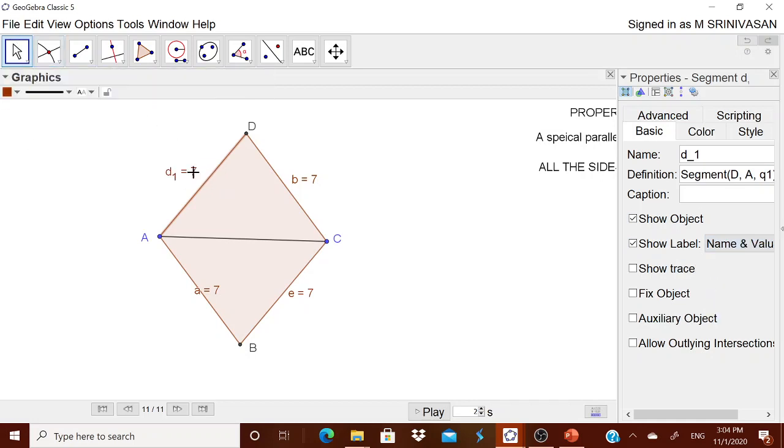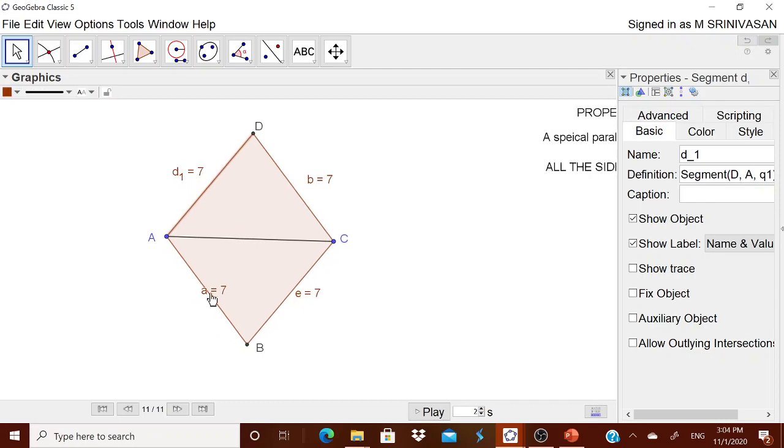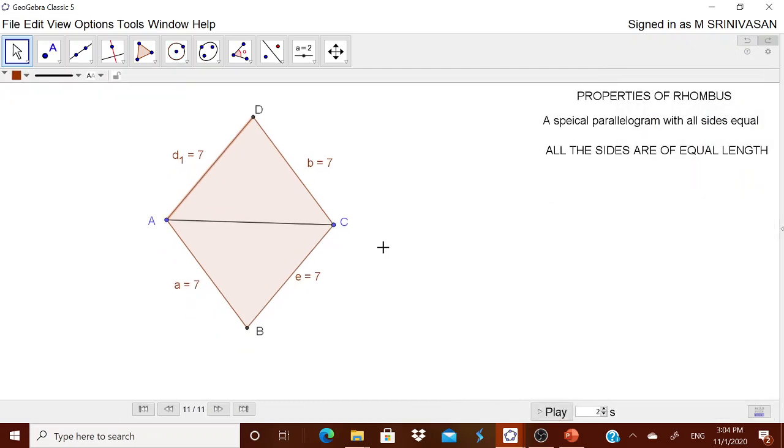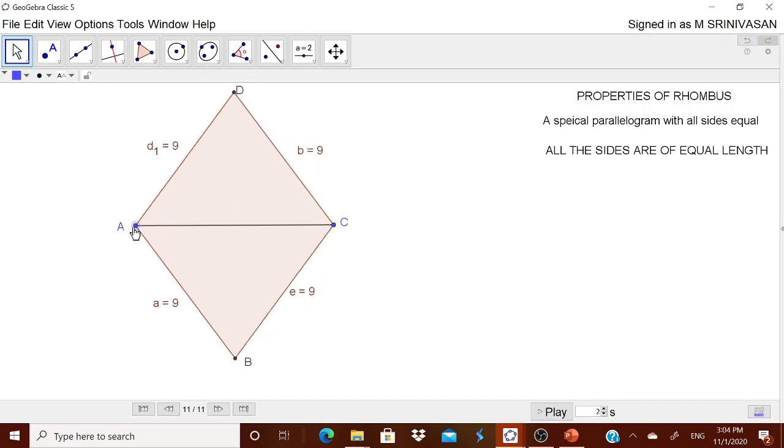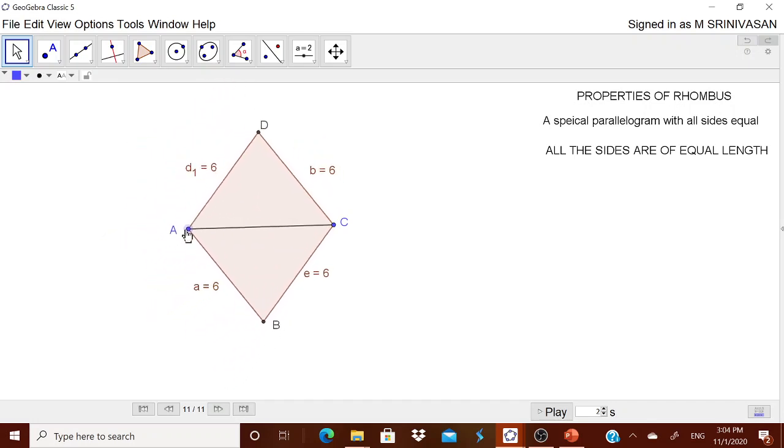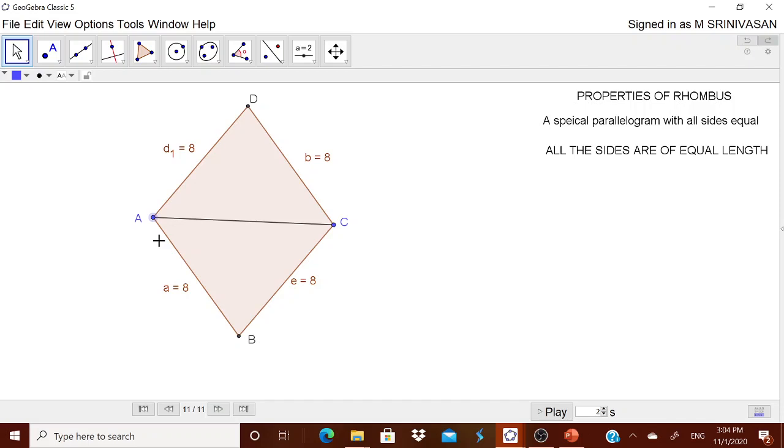Remember, this is corrected to 0 decimal place. You should be a bit careful. Well, now I am just pulling it and then pushing it. You see, all the sides are of equal length. Okay, what is the next property?